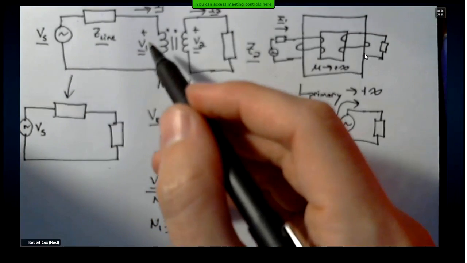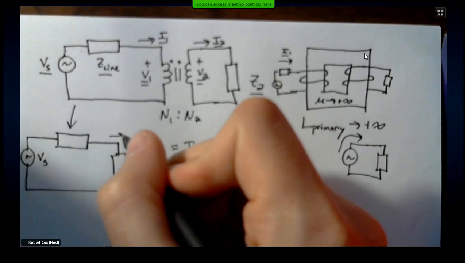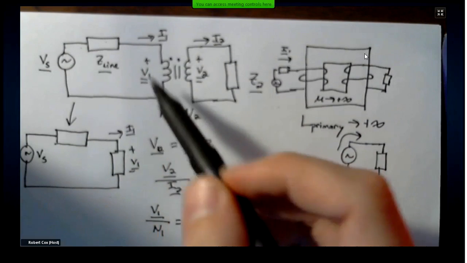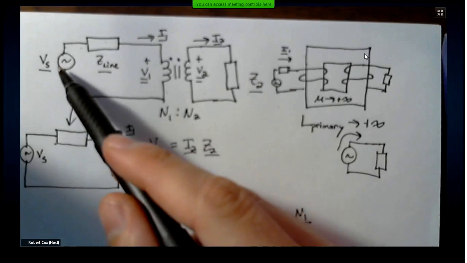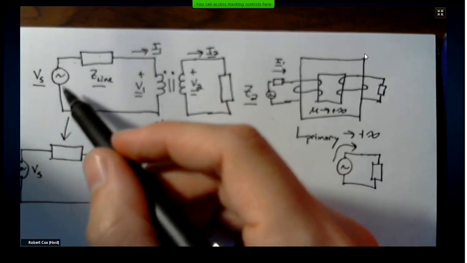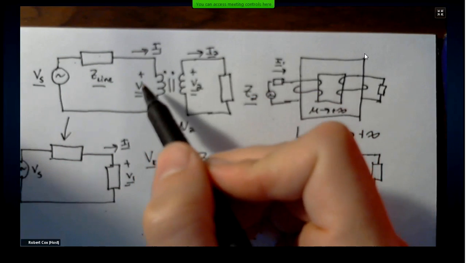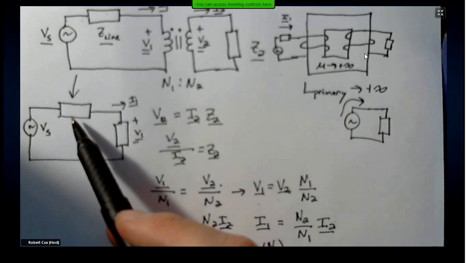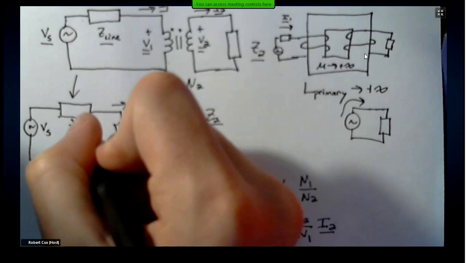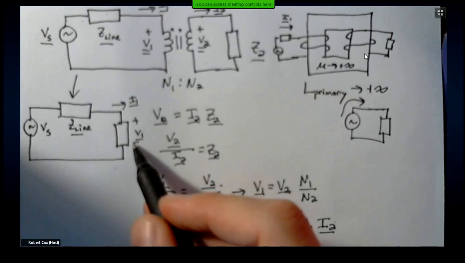Where if I think about it, right here, I have V1. Right here, I have I1. In other words, these two circuits are functionally the same from the perspective of this source. This source, if I do KVL around this loop, I have Vs equals I1 times Z line plus V1. I still have the same thing here. Vs equals I1 times Z line. So this is Z line. Vs equals I1 times Z line plus V1. It's the same thing.